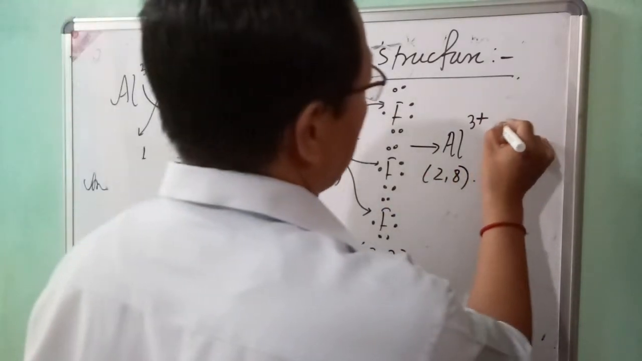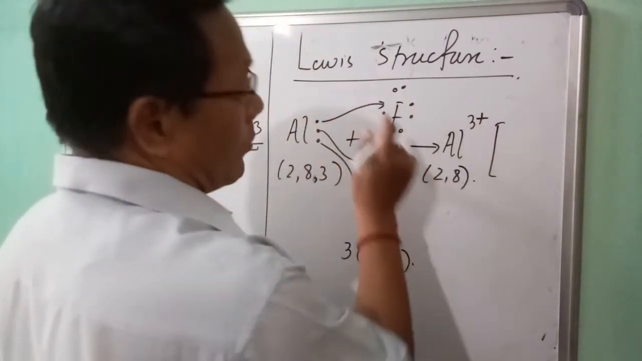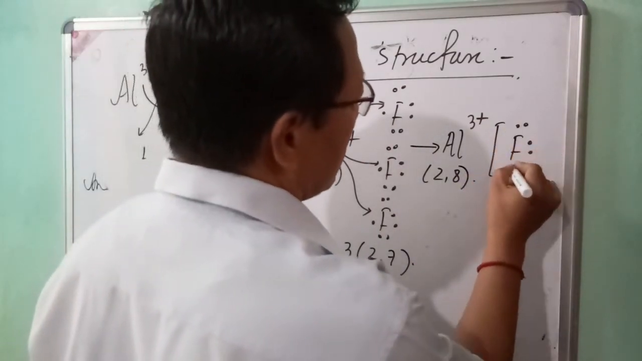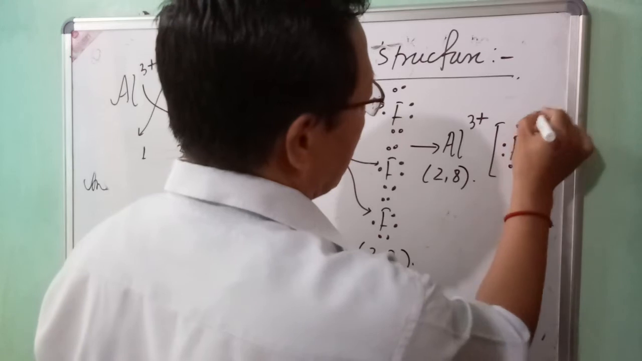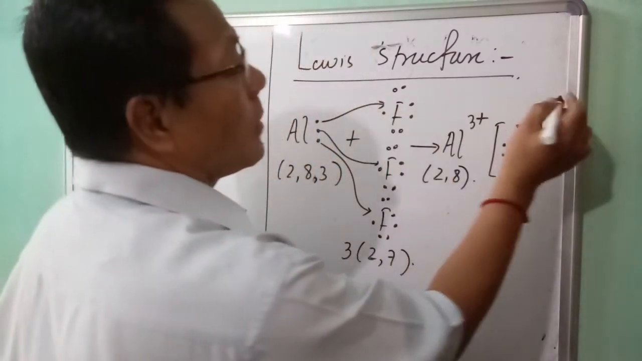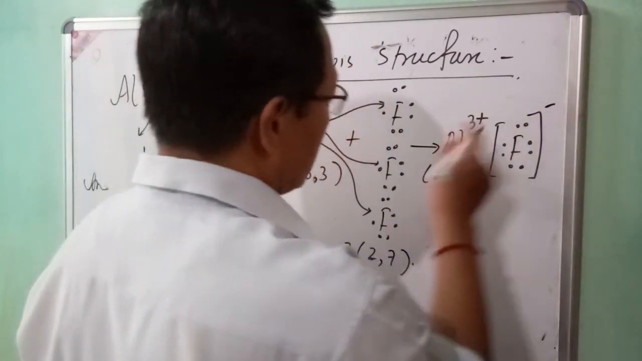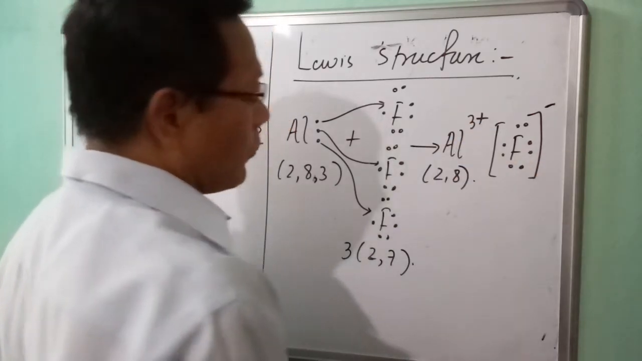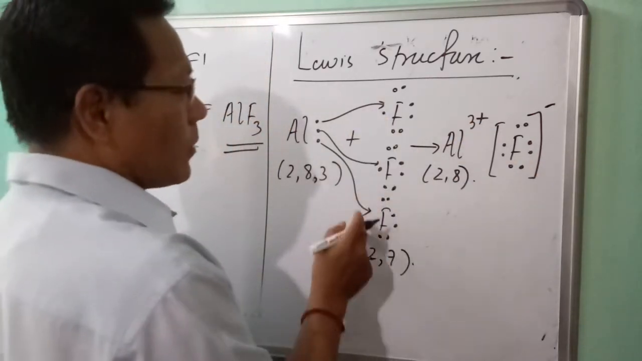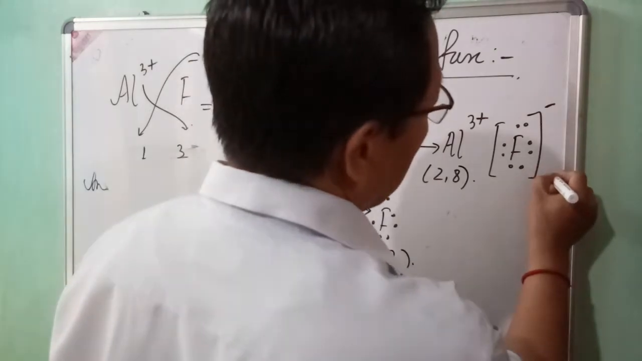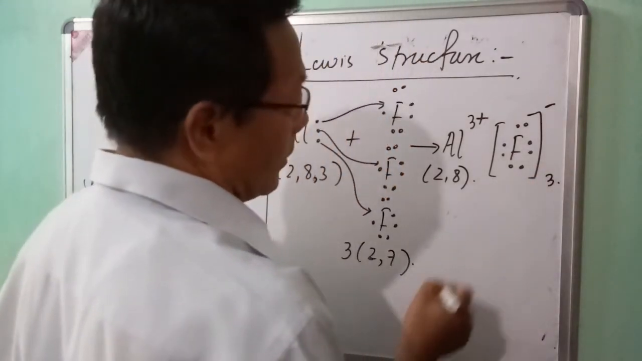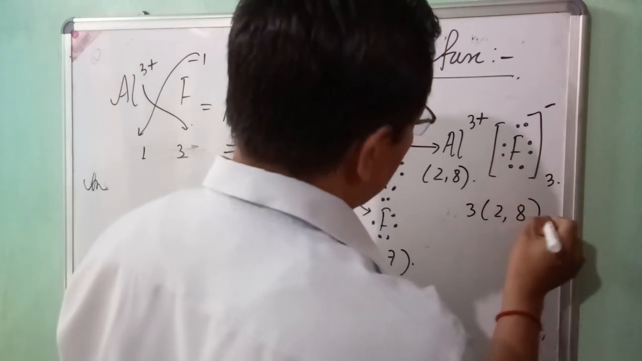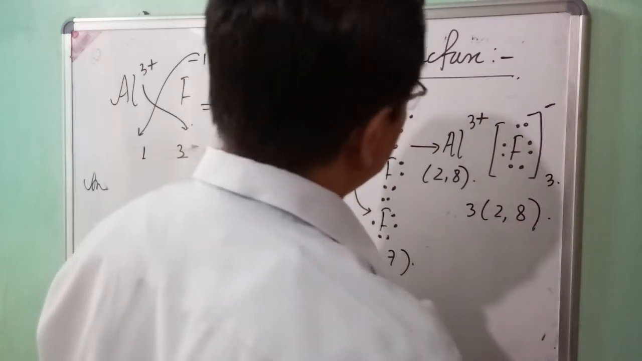And fluorine gains an electron and becomes the fluoride ion. Then the electron gained carries a negative charge. Then how many fluoride ions will be formed here? So the fluorine atom forms the fluoride ion, and it gets the electronic configuration of neon.